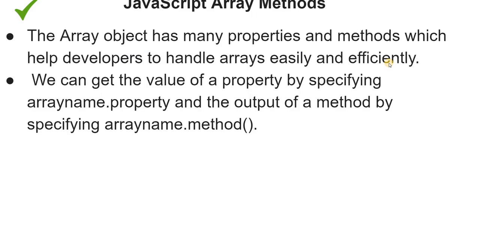JavaScript array methods. The array object has many properties and methods which help developers handle arrays easily and efficiently. You can get the value of a property by specifying the array name and property, and the output of a method by specifying the array name dot method with brackets. We are going to see about the JavaScript array methods.